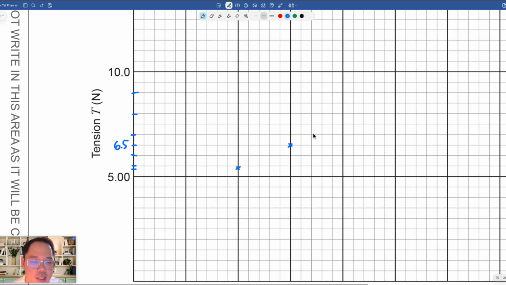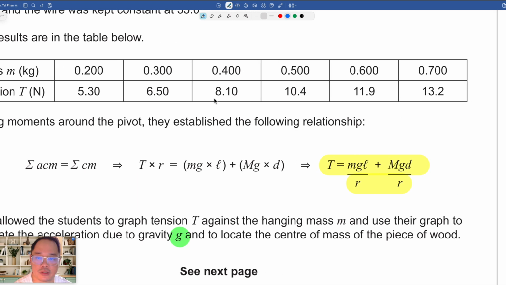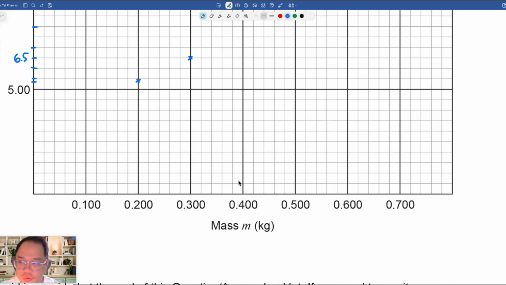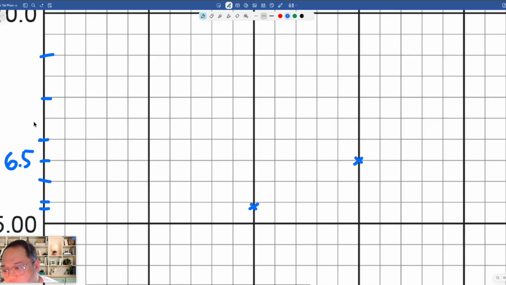Similarly, we will mark the remaining 5 points. 0.4, 8.1. 0.4 here, 8.1. This is 7, this is 8, this is 9. 8.1 is slightly greater than 8. This point, slightly. And then this is the next point.